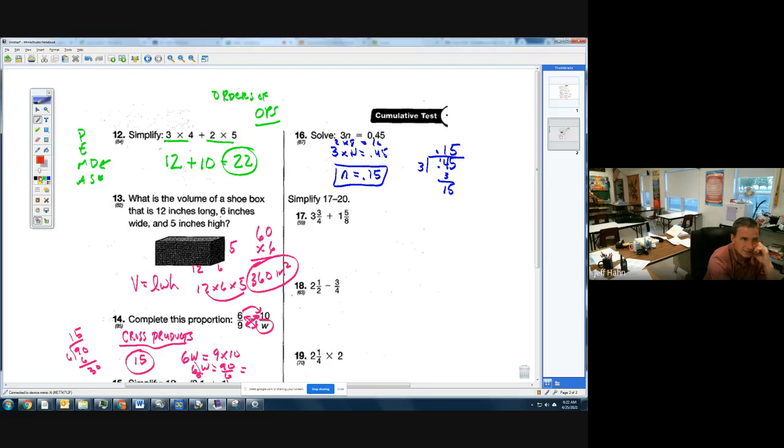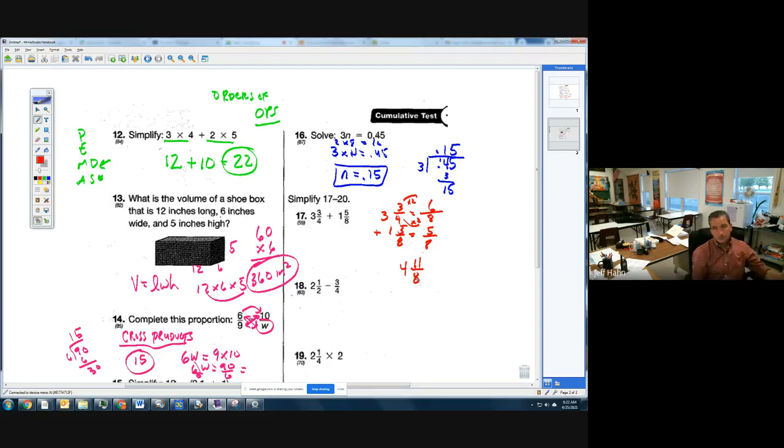Problem number 17. Adding and subtracting fractions get written up and down. 3 3/4 plus 1 5/8. My common denominator is 8. This one stays 5/8, but this one gets multiplied by 2. Multiplied by 2 ends up being 6/8. Plus 5/8 is 11/8. And 3 plus 1 is 4.